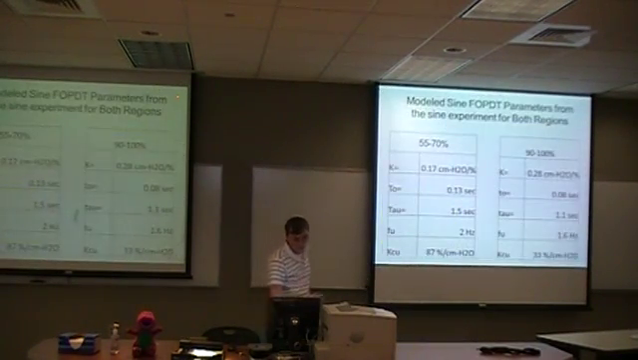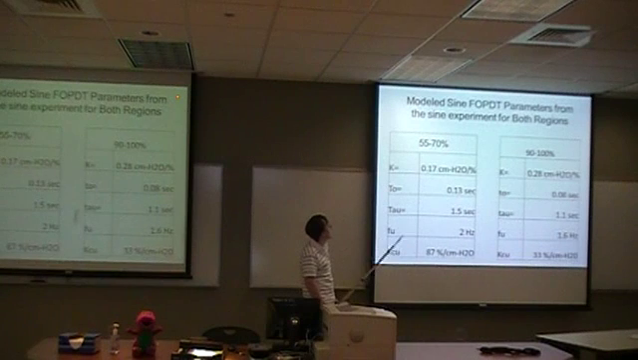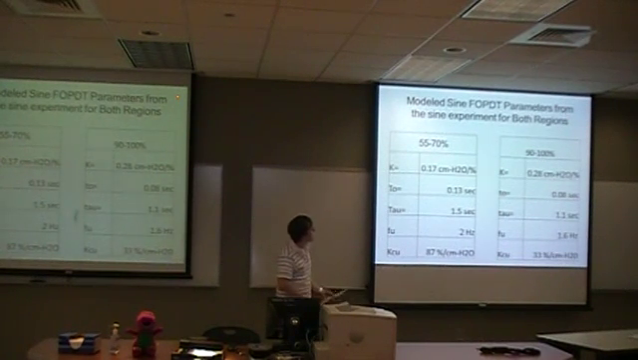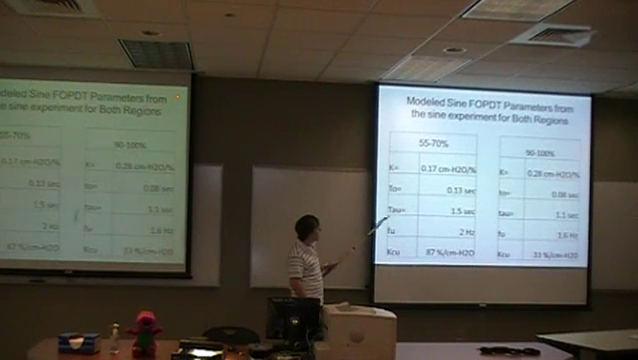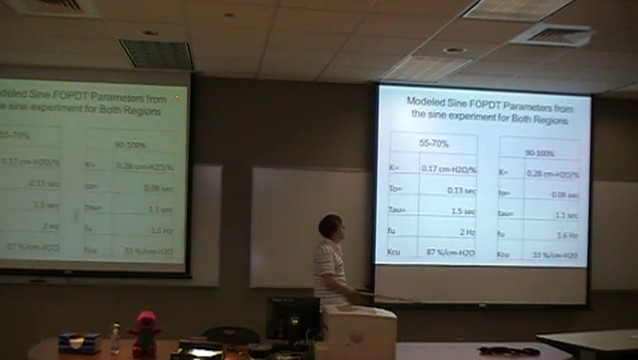And these are our results from that. And they slightly are different from the sine frequency response from the experimental data we had. Our gain for the 55 to 70% range was 0.17. Our T0 was 0.13 seconds. Our tau was 1.5 seconds. FU was 2 hertz. And KCU was 87% per centimeter H2O.